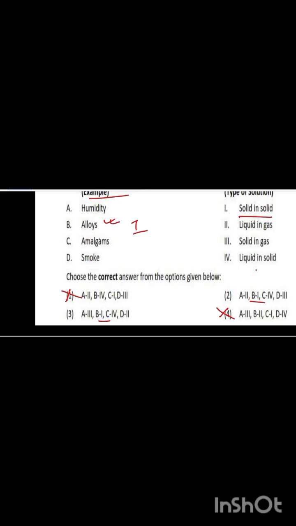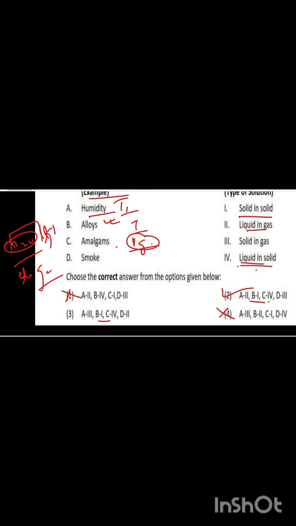Next is humidity. Humidity everyone knows. Humidity is how much water vapor is there in the atmosphere. So water vapor is liquid in gas. Liquid in gas, A corresponds to 2, option 2. Let's check the remaining. C is 4, liquid and solid. Amalgam, you have heard of mercury amalgam. In mercury amalgam, mercury is a liquid dissolved in a solid.